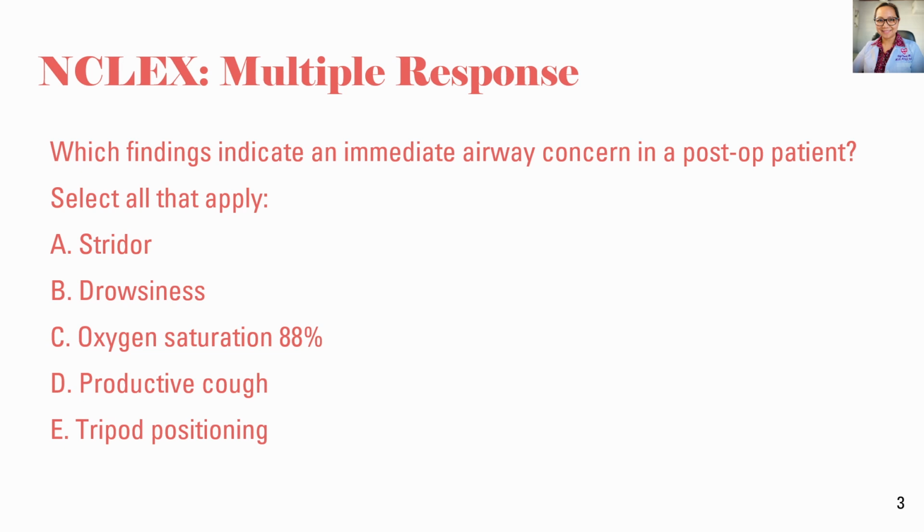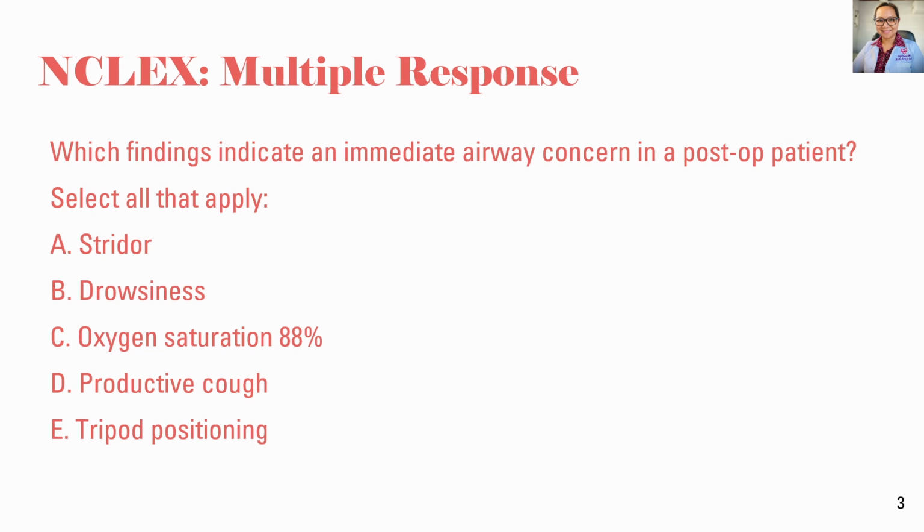Letter E, tripod positioning, is correct. Tripod positioning is a compensatory posture seen in respiratory distress. What this means is that the patient leans forward, supports their arms, and tries to improve ventilation. This is a classic sign of dyspnea or respiratory failure.